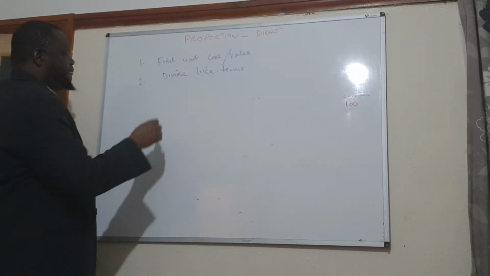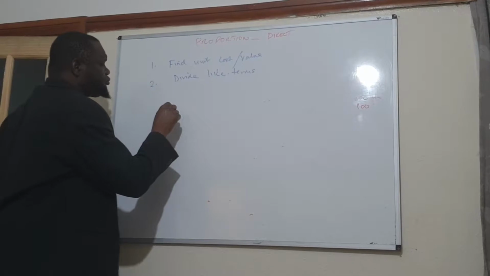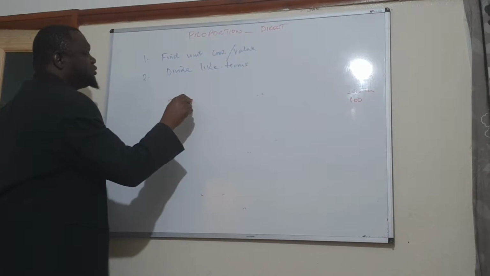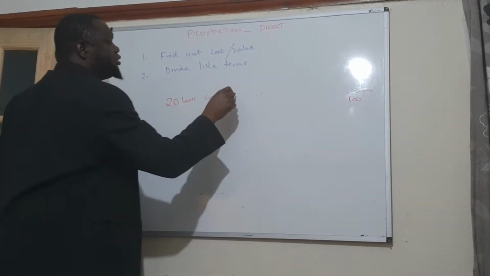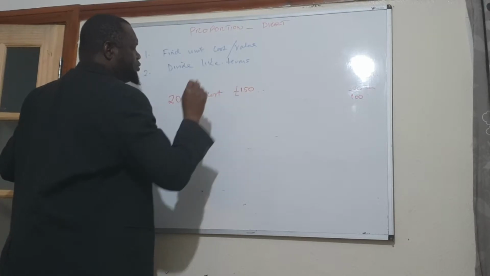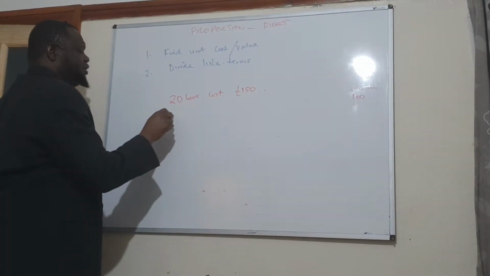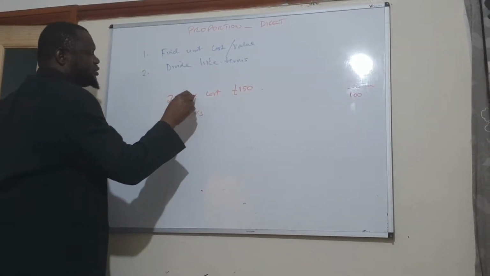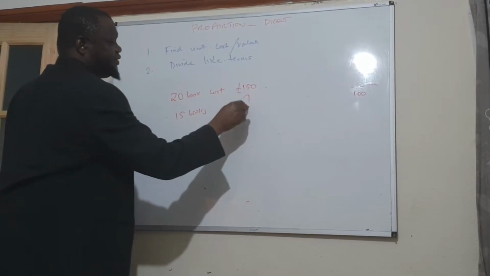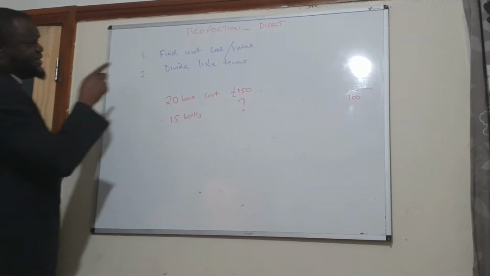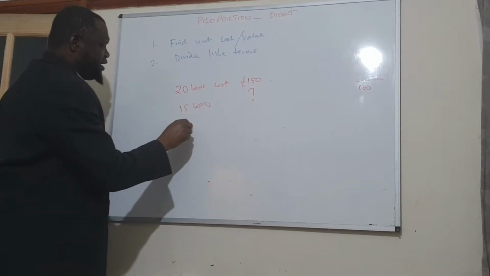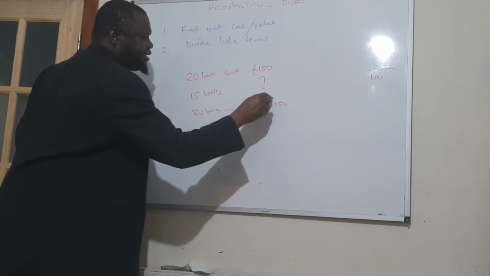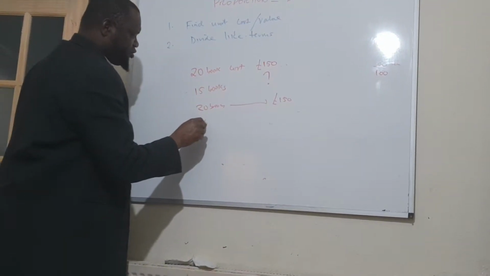Now if you said 20 books cost £150. How much will 15 books cost? Now we are looking for 15 in it. So the way you can do the direct like method is you said 20 books cost £150. Now 15 books will cost how much?